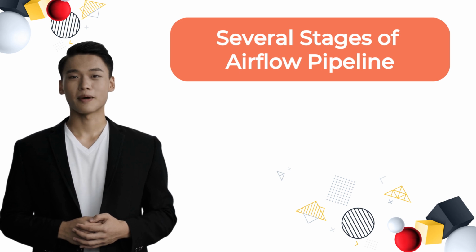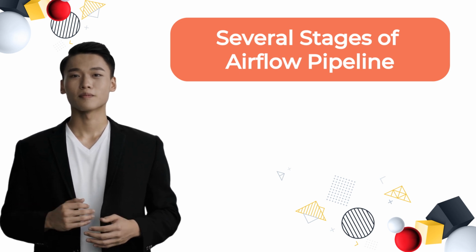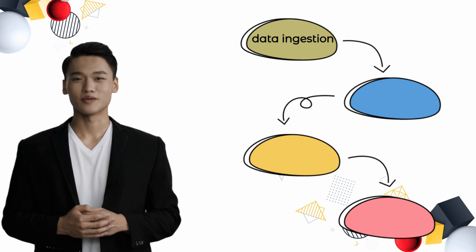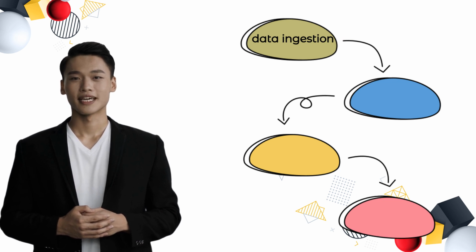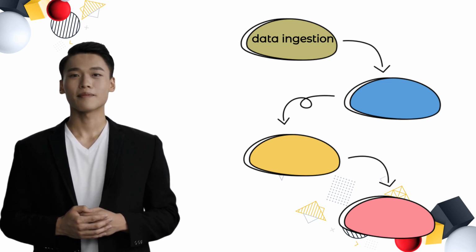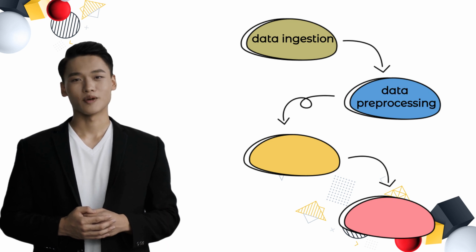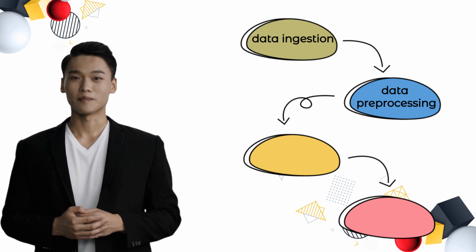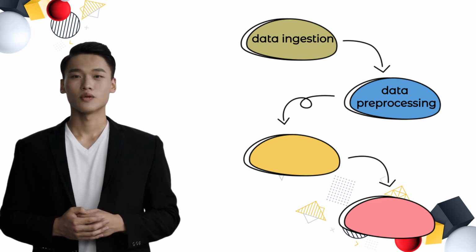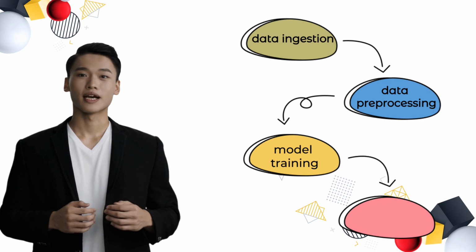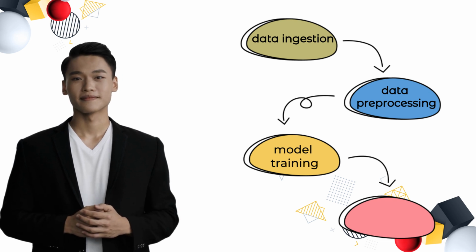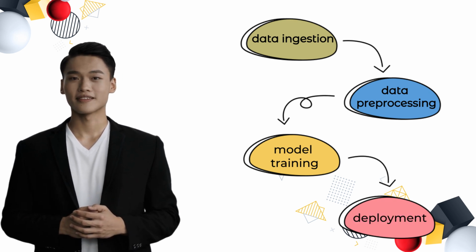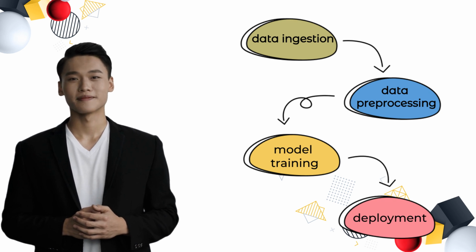Building a machine learning pipeline with Airflow typically involves multiple stages. It starts with data ingestion, fetching data from sources like databases or APIs. Next, data preprocessing takes place, cleaning and transforming the data to prepare it for model training. Then comes the model training phase, followed by model evaluation to assess its performance. Finally, Airflow automates the deployment of your model into production.